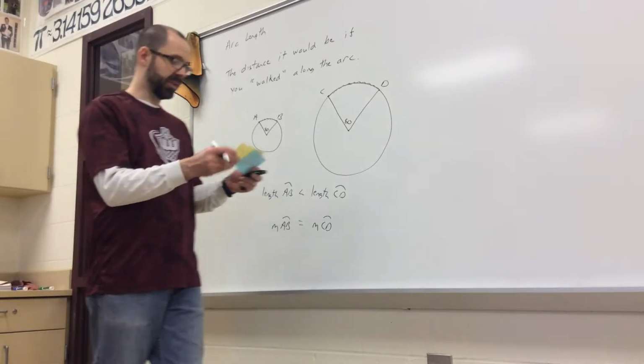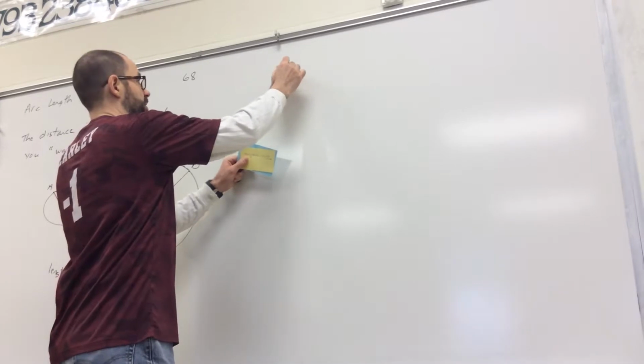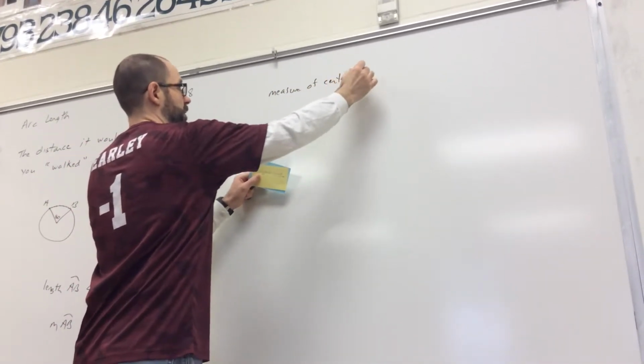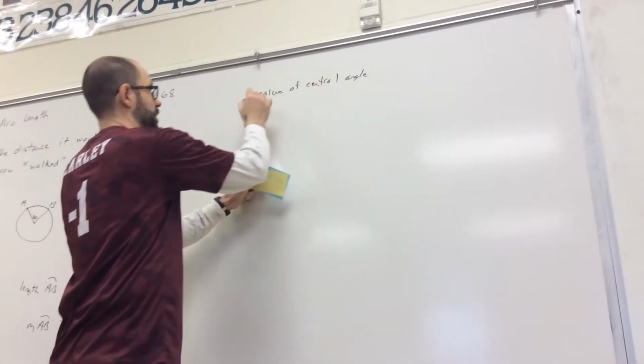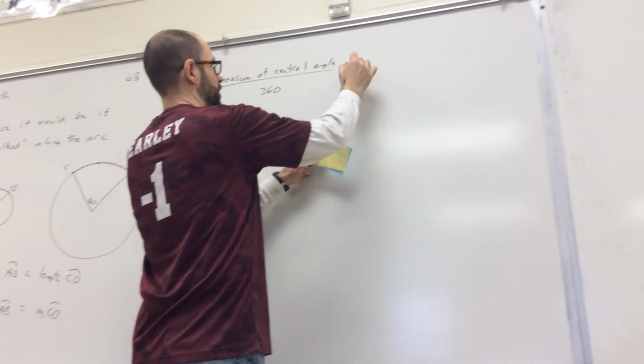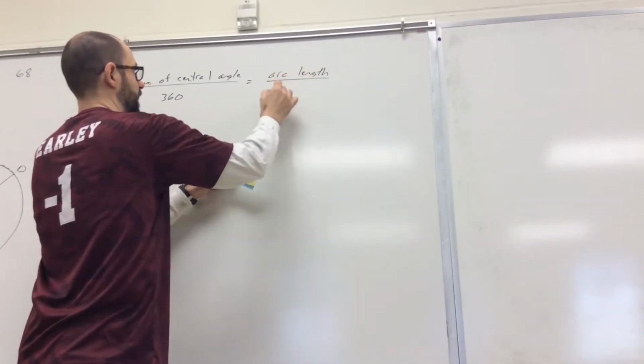All right, and then there's a formula that goes on this note card. The measure of the central angle divided by 360 equals the arc length divided by the circumference.